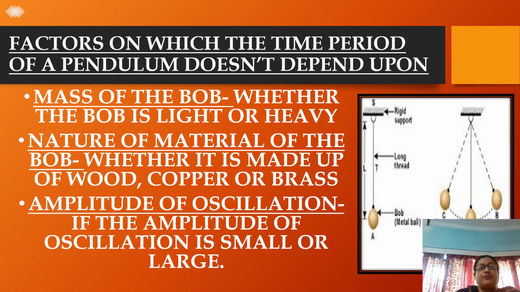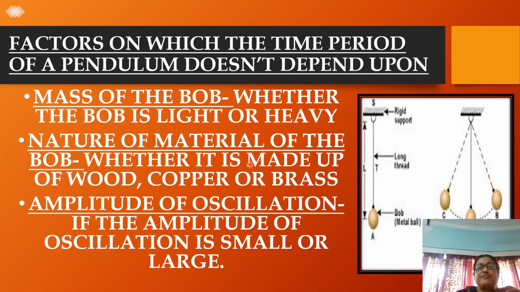Okay, now what are the factors on which the time period of a pendulum doesn't depend? We have seen on what factors it depends. Now we are going to see on what factors it doesn't depend. It doesn't depend on three things. First is the mass of the bob. Whether the bob is heavy or light, the time period doesn't depend on that.